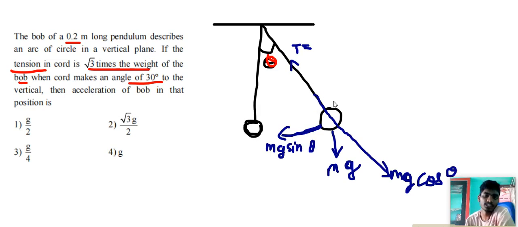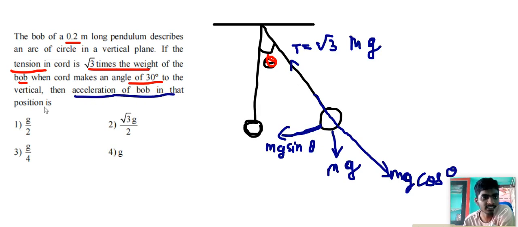This is an important thing you have to understand. Here the tension has been given as root 3 times the weight of the bob. It means root 3 into mg, where the weight of the bob is mg, and the length of the string is 0.2. They have told us to find the acceleration of the bob in this position.